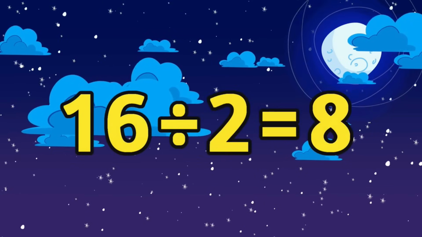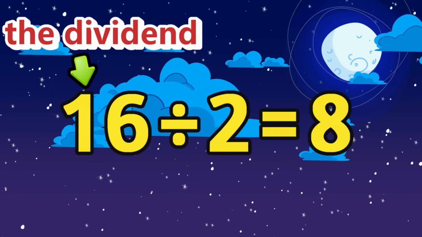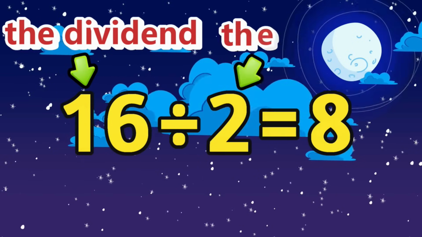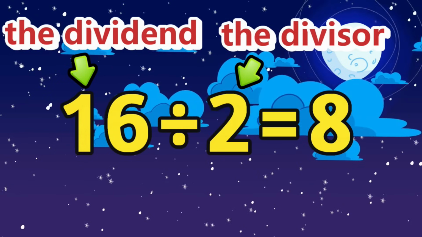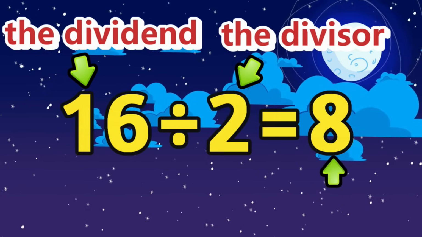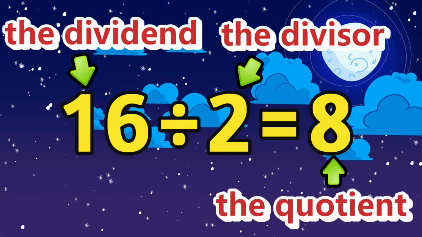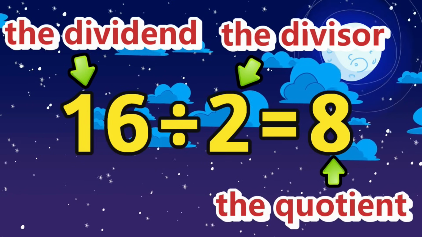Now remember, the total we are dividing is called the dividend. The dividend is 16. The number of groups you are splitting it into is called the divisor. The divisor in this division problem is 2. And what is the answer to a division problem called? The quotient. Great job! The quotient in this problem is the number 8.